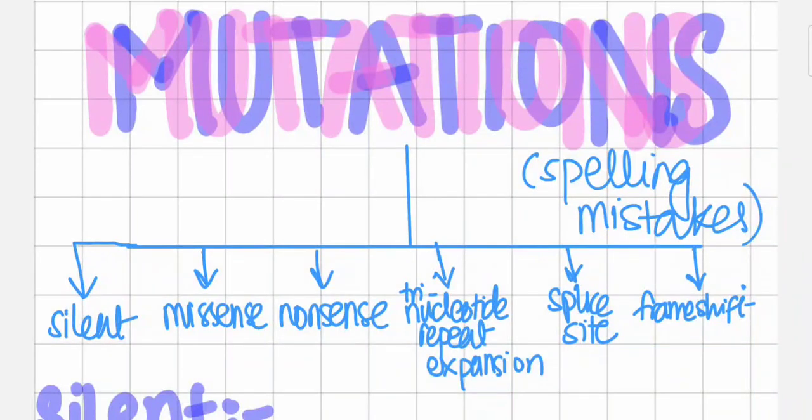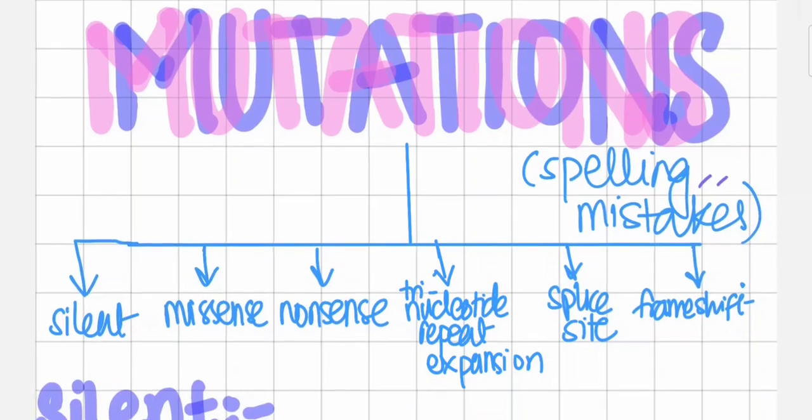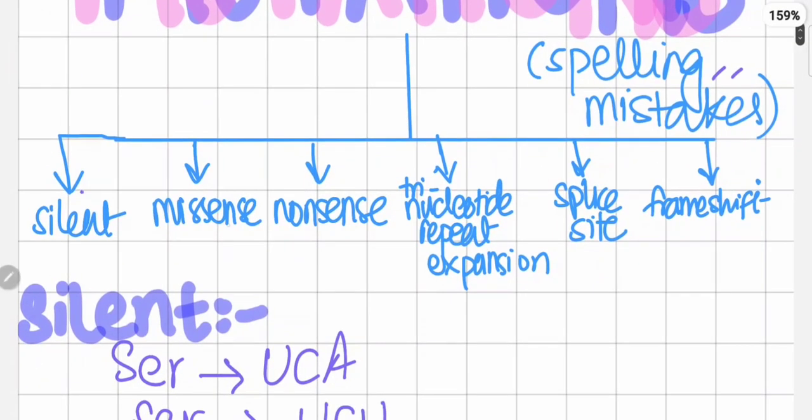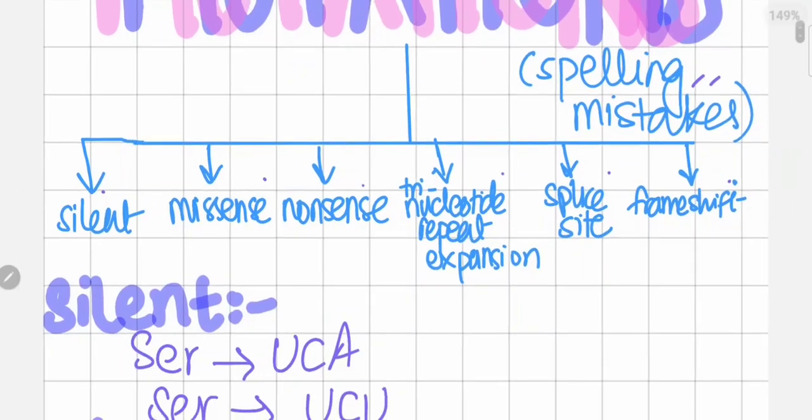So here we will talk about different mutations. Now these mutations are essentially the spelling mistakes in your genetic code, right? Grammatical errors, spelling mistakes, you can call them these. So these are mutations. Now there are six major types. It could be silent, missense, nonsense, trinucleotide repeat expansion, splice site mutation, and frameshift mutation.